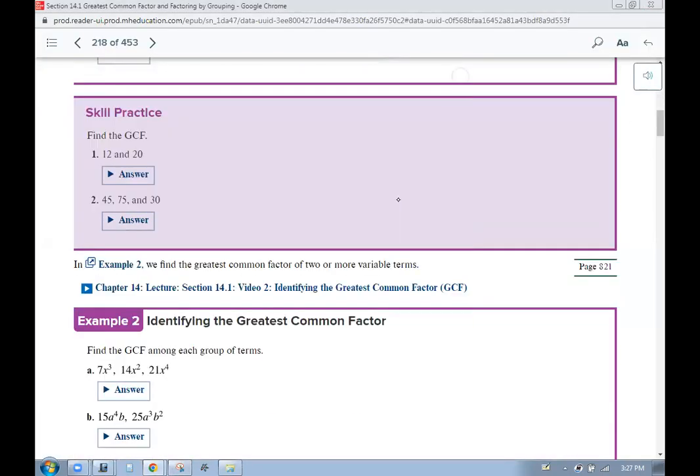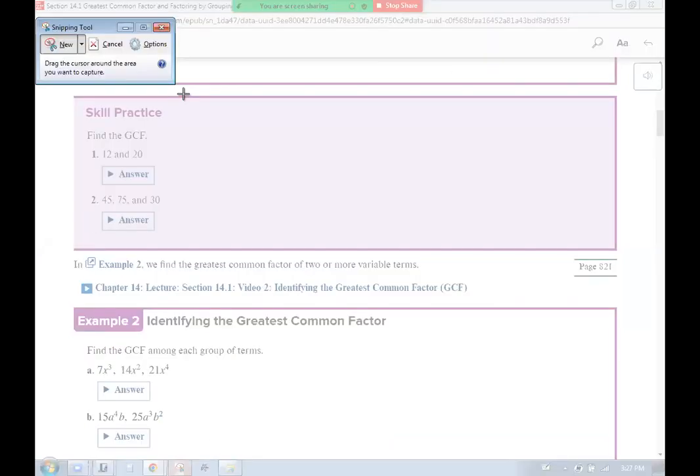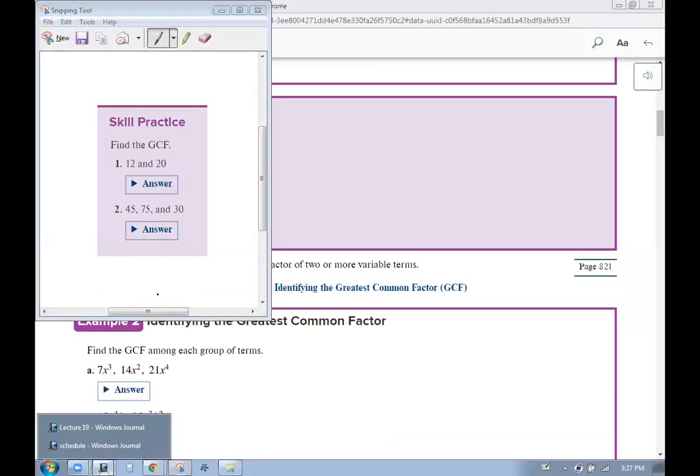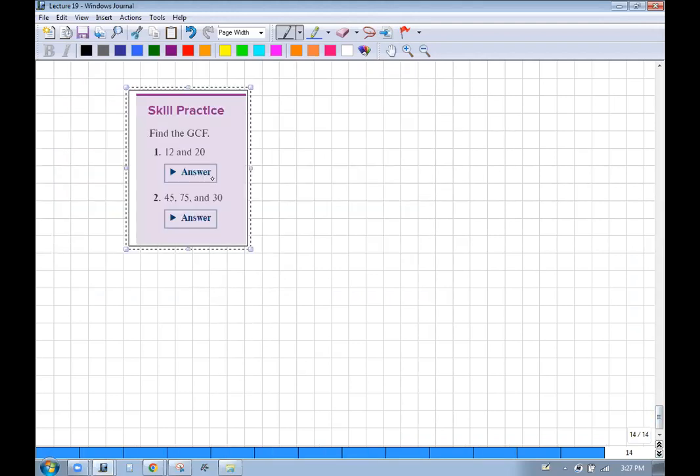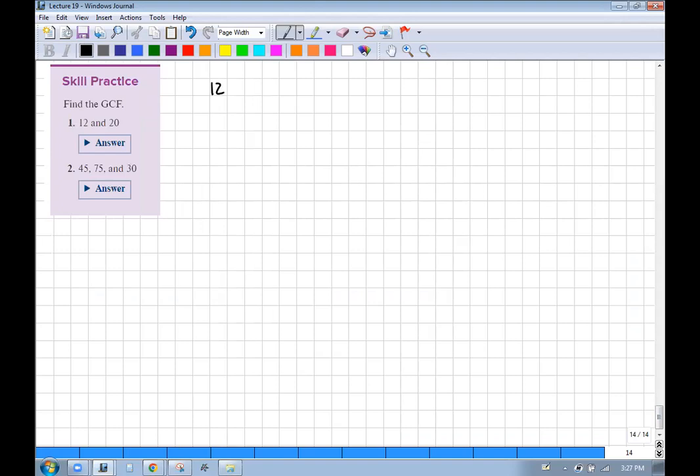And another example here. 12 and 20. 12 is 2 times 6, which is 2 times 3. 20 is 2 times 10, which is 2 times 5. So they both have a 2, and they both have a 2. So the GCF is 2 times 2, which is 4. That's the biggest number that will divide both of these.